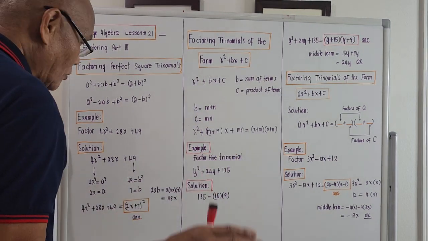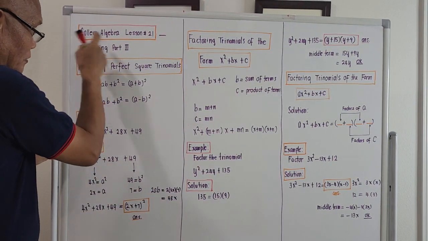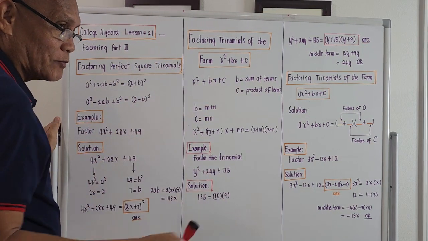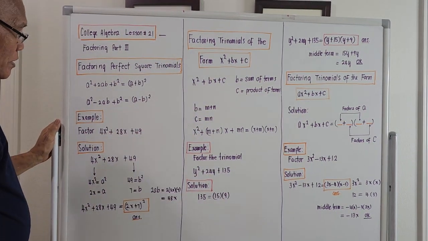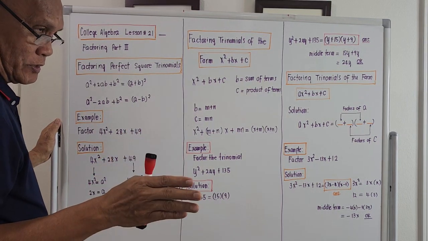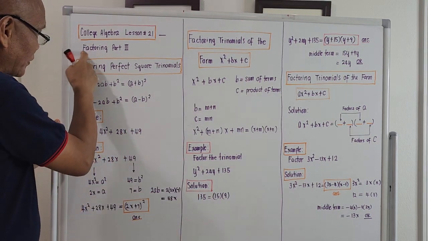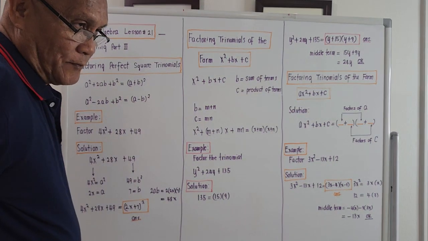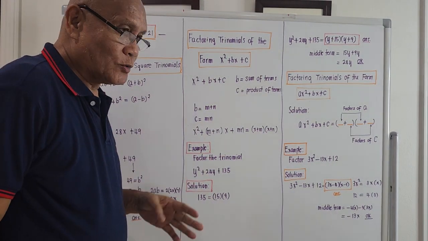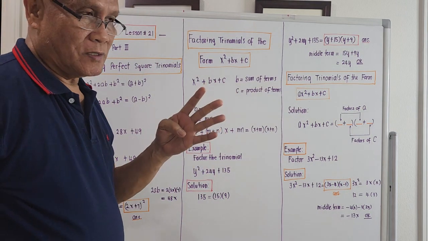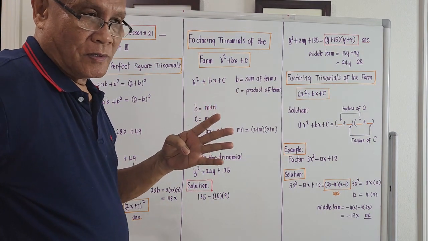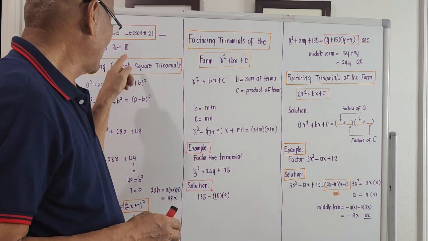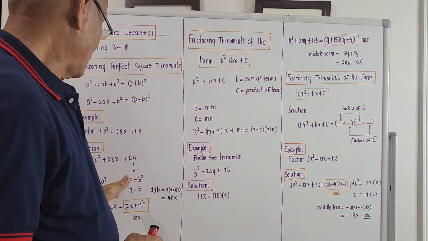This is a long video format, college algebra, lesson number 21. We are now on lesson number 21, okay? And the title of the topic will be Factoring Part 3. For Part 1, I think we got 4 forms. For Part 2, we got another 4 forms. And for Part 3, we got 3.